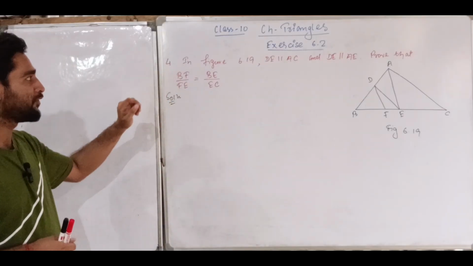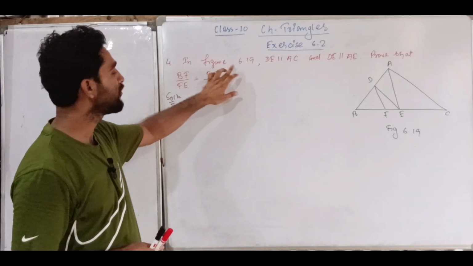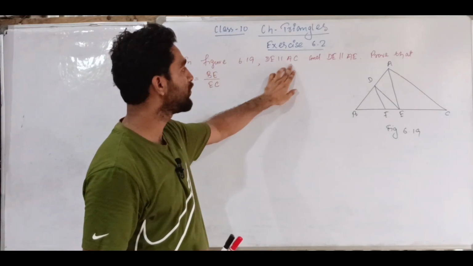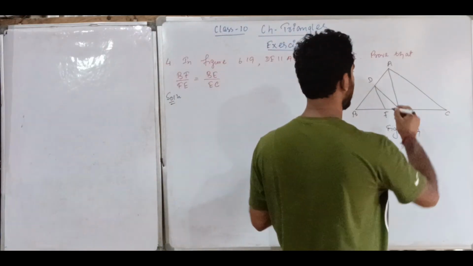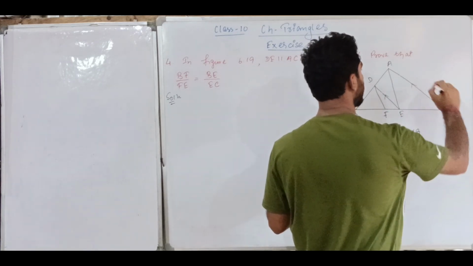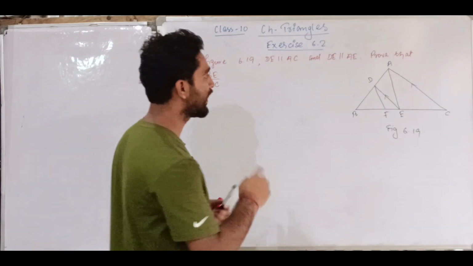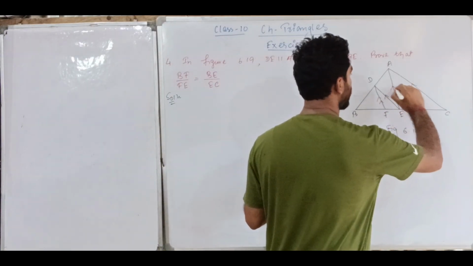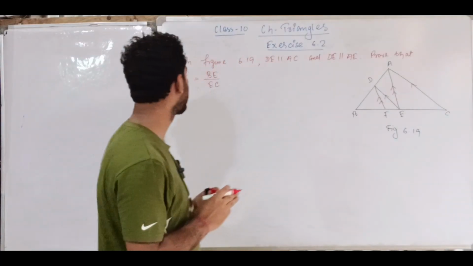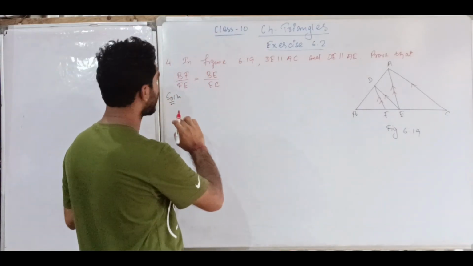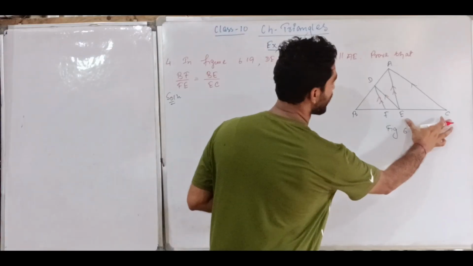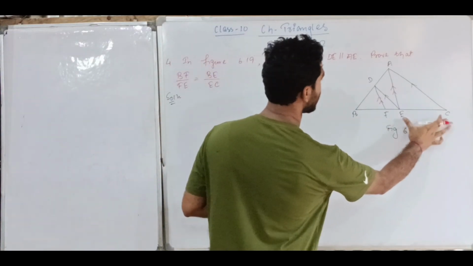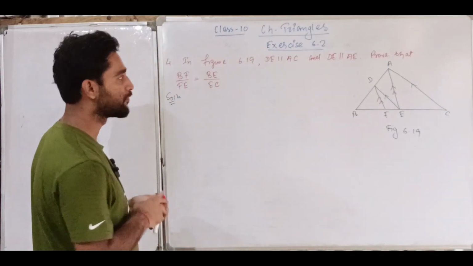Okay, now let's see question number 4. In this question also a figure is given, figure 6.19. According to this question, the first information given is that DE is parallel to AC. One more piece of information is given: DF is also parallel to AE. So we have to prove BF divided by FE is equal to BE divided by EC. Let's see how we can prove it.